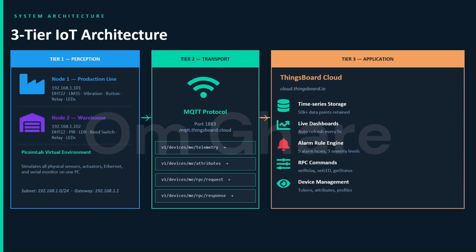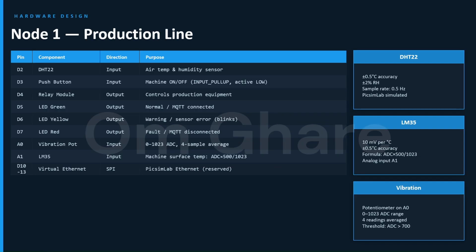Then this flow completes. This architecture is important because it is scalable. More nodes can be added later without redesigning the entire system. Node 1, production line. Now I will be explaining the production line node.